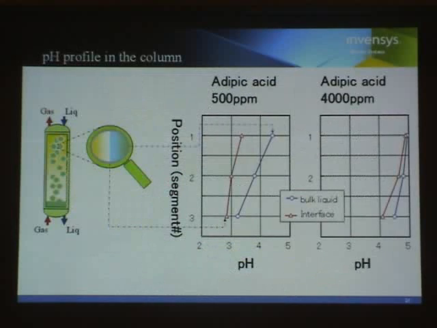By the calculation of RateFrac, you can also obtain the pH profile in the column. As you expect, pH at the interface of gas-liquid contact is much less than the pH at the bulk liquid. However, if you add buffer component, the pH difference between the gas and liquid becomes much smaller.